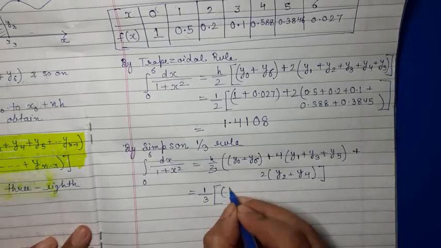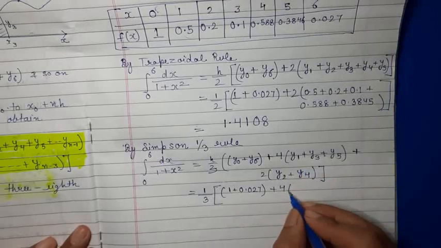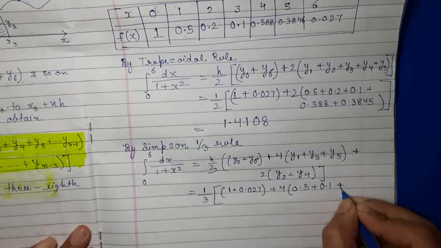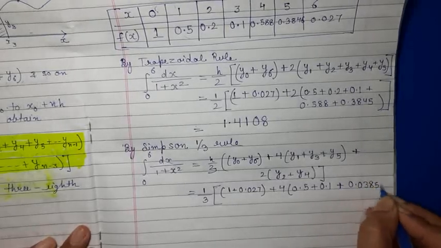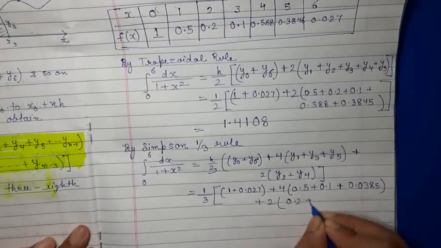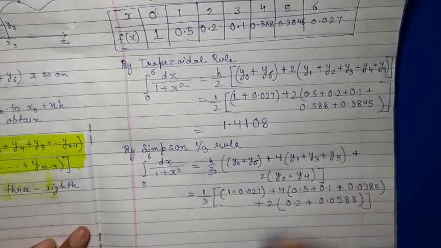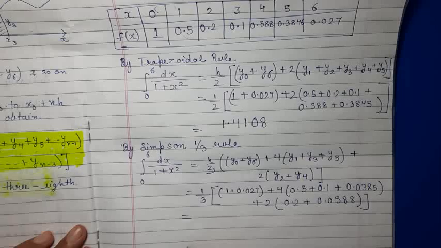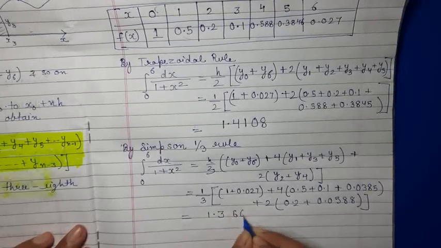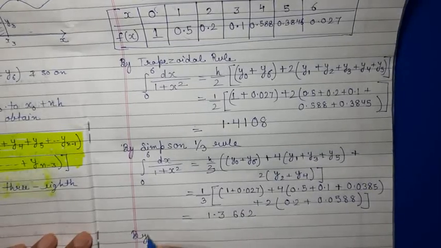If you write the values, 1 plus 0.027 plus 4 into y1 is 0.5, y3 is 0.1, and y5 is 0.0385, plus 2 into y2 is 0.2, and y4 is 0.0588. Now if you calculate all these with the help of a calculator, you will get the answer 1.3662.